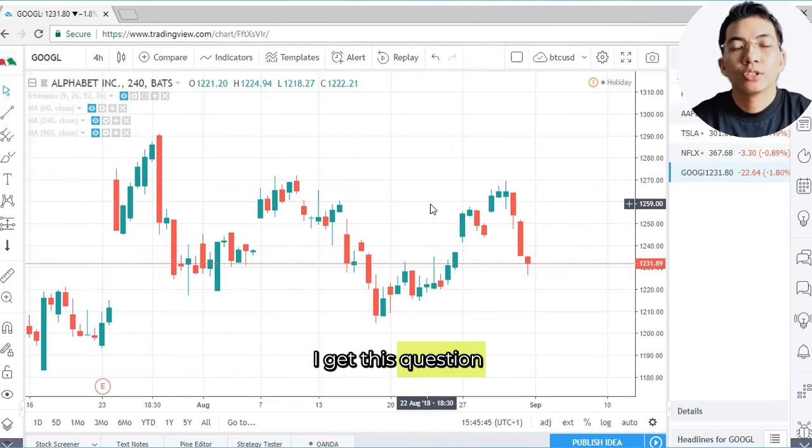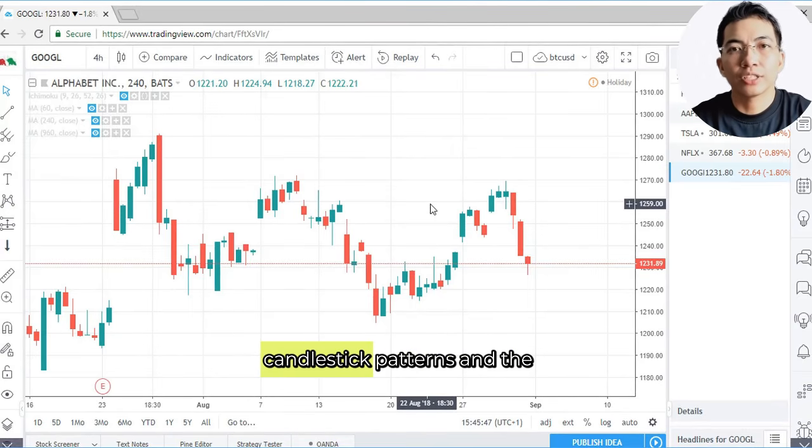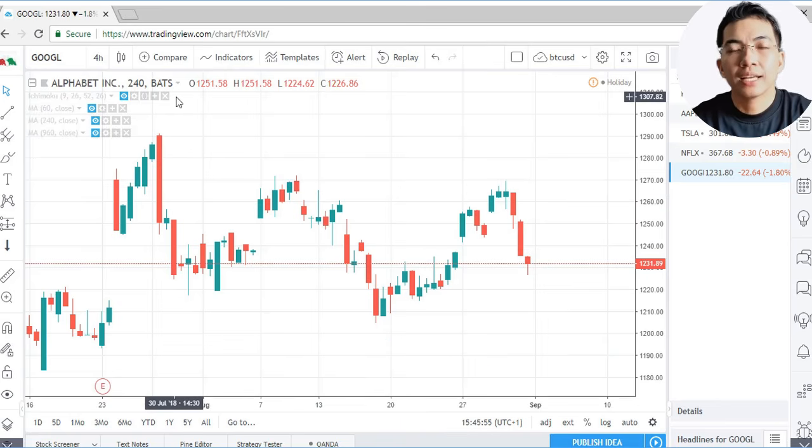I get this question a lot. Can I use the candlestick patterns and the candlestick logic to analyze other financial markets? Yes, you can. Here we have an example on the stock market. The chart is Alphabet, that is Google.